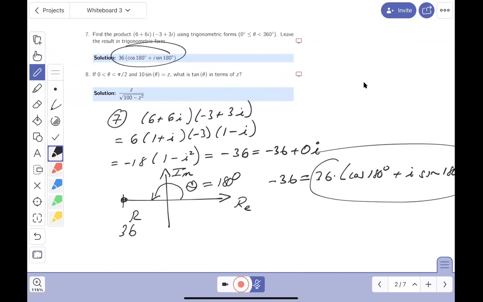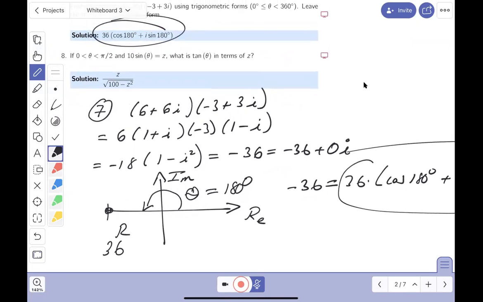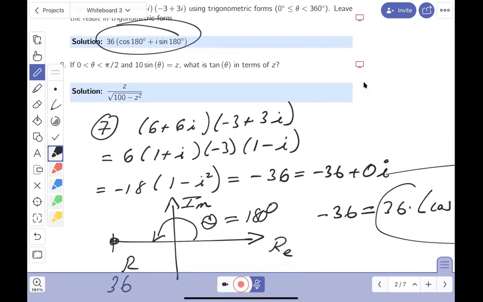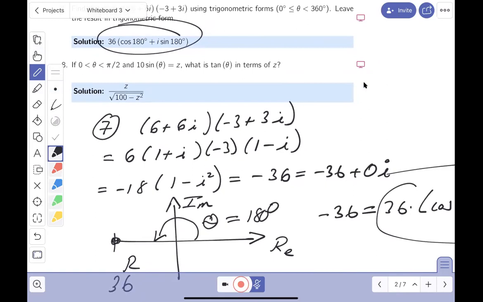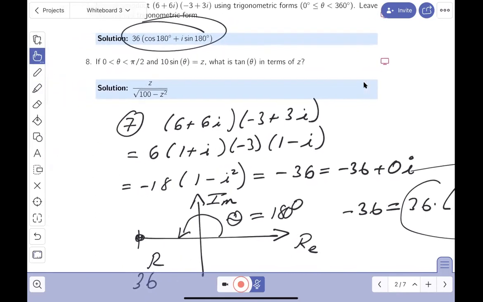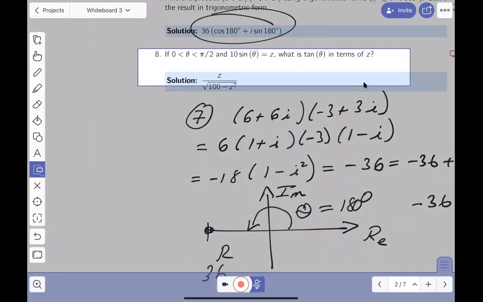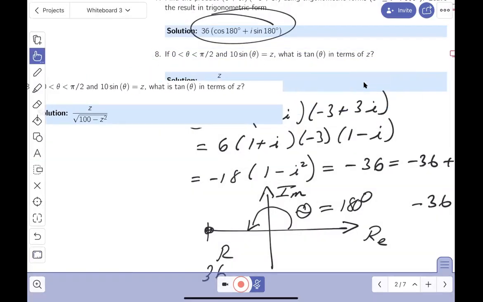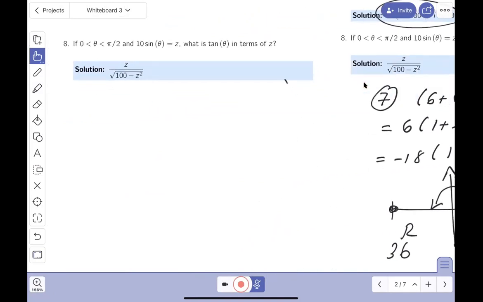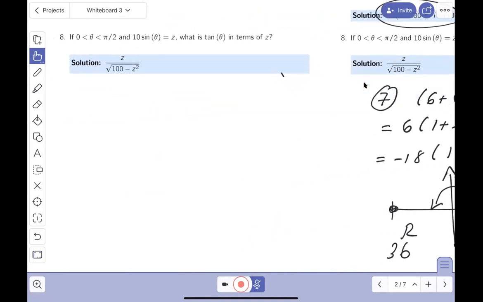This is number 8. And I'm looking at it. Let's see if I can read that. Let me push this stuff on the side now. Kind of done with this. And I'll just pull this off on the side. All right. It says theta is between 0 and pi/2. It says 10 sine theta equals z. What is the tan of theta in terms of z? Boy, that's a tough one.